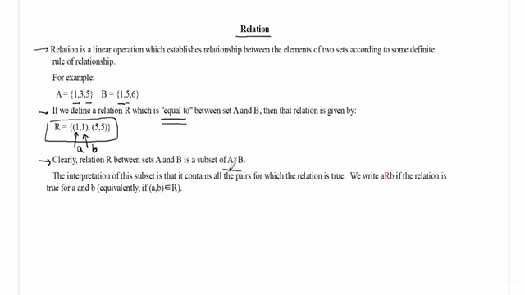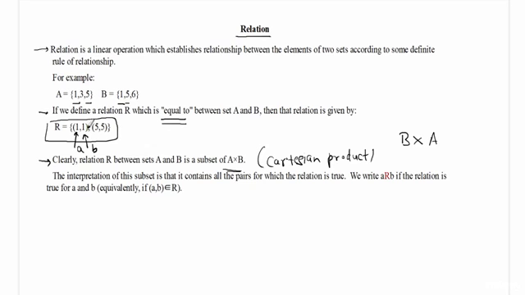So you can clearly see relation R between two sets A and B is a subset of A cross B, where A cross B is nothing but the Cartesian product. A cross B, as we learned in the previous lectures, is a Cartesian product between A and B, and A cross B is different from B cross A. This we learned. So a relation between sets A and B is a subset of A cross B.